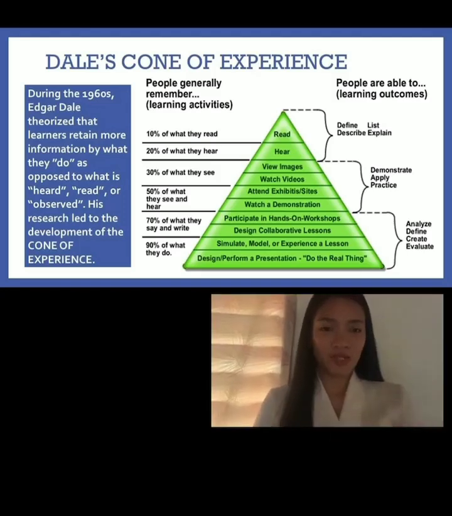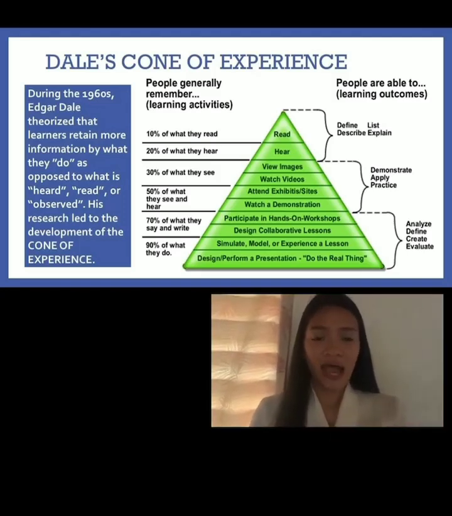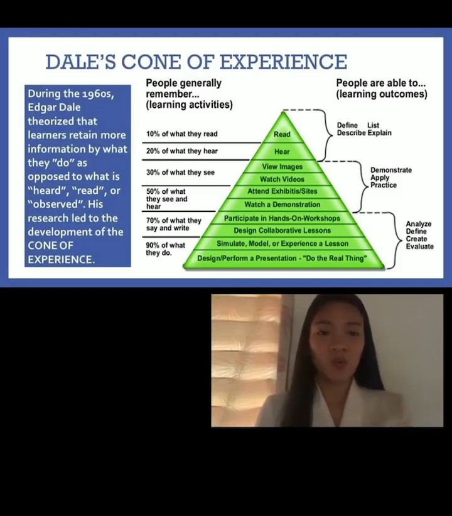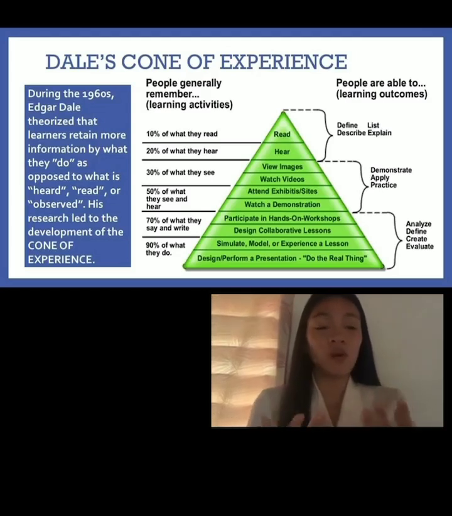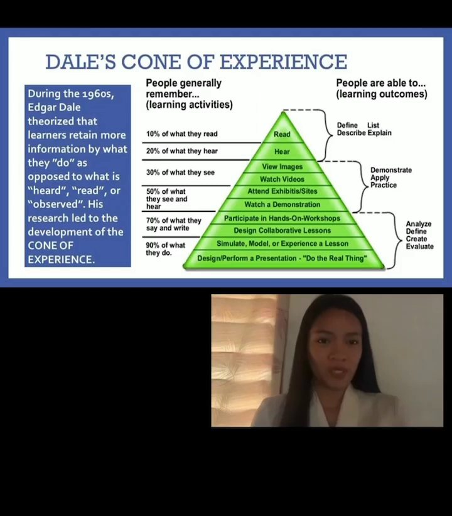The Dale's cone of experience shows how we learn better by doing things. For example, if you want to know how to ride a bike, it's easier to learn it if you're actually the one who is doing it rather than reading or watching someone do it. So the more you do, the better you learn.